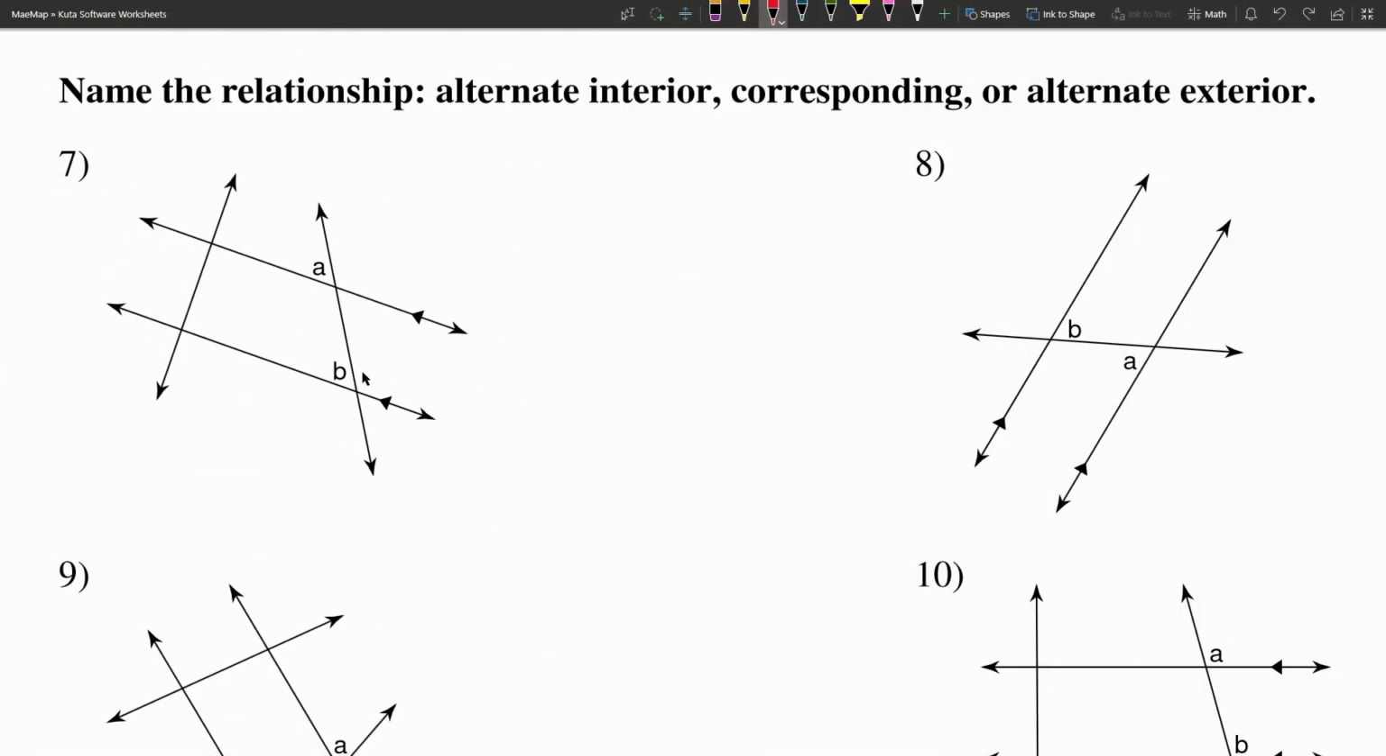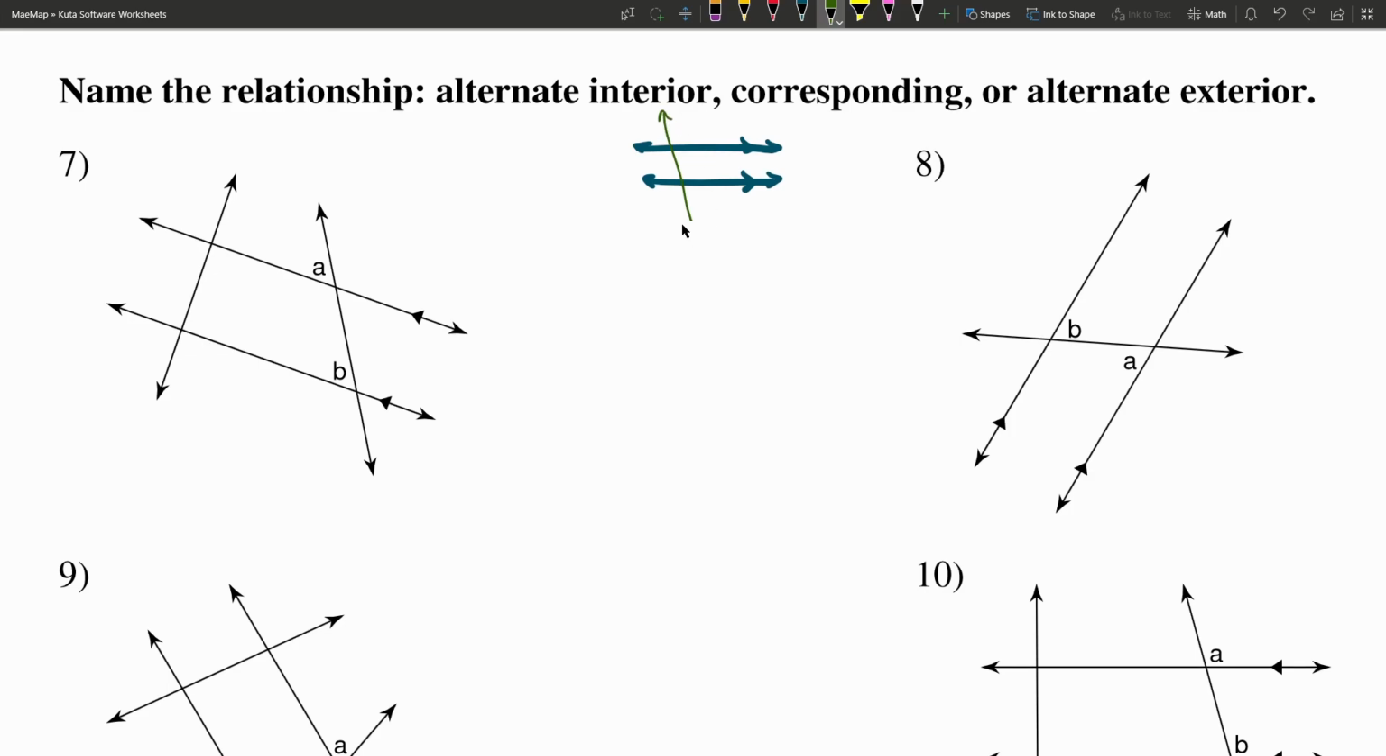Our next set of directions say to name the relationship again, except now we're going over alternate interior, corresponding, or alternate exterior angles. Now each of these is formed off of parallel lines. So I'm going to start by drawing two parallel lines, which are usually signified with an extra arrow in the interior of that line. And parallel lines are lines that never intersect. So if we have two parallel lines, I'm going to now draw an intersecting line. From here, we're going to be able to identify the alternate interior angle, the corresponding angle, or alternate exterior angles.